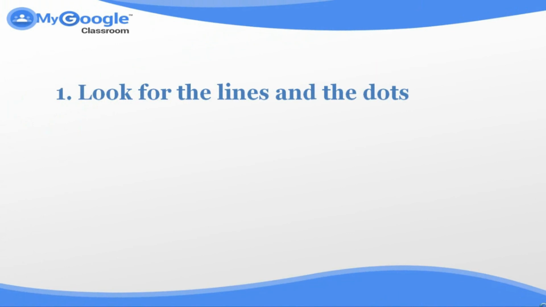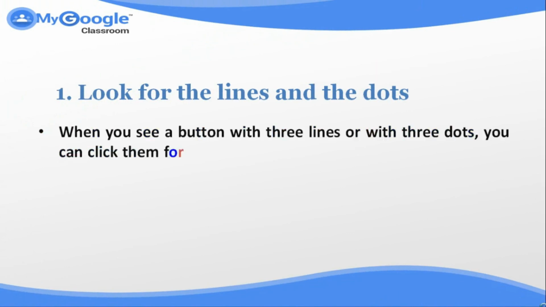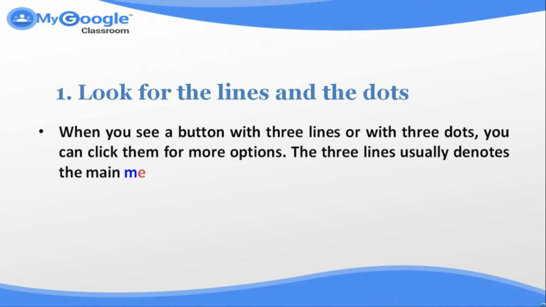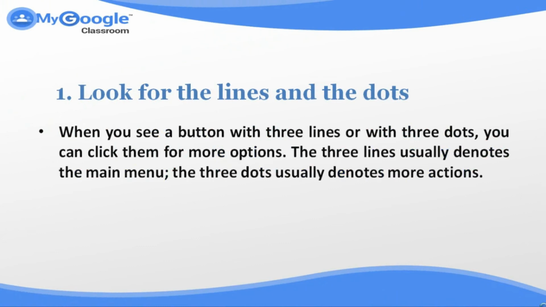Number 1. Look for the lines and the dots. When you see a button with 3 lines or with 3 dots, you can click them for more options. The 3 lines usually denote the main menu. The 3 dots usually denote more actions.